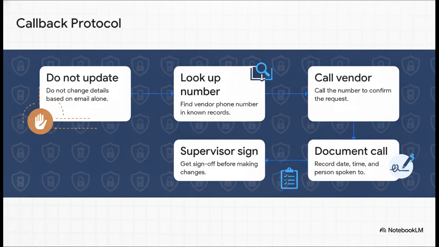The rock-solid, non-negotiable shield against BEC is the callback verification protocol you see here. If you ever get a request to change payment instructions or send an urgent wire, here is what you do. Step 1. Do not update anything based on the email. Just don't do it. Step 2. Look up the vendor's phone number from your internal historical records. Never, ever use the phone number listed in that suspicious email. Step 3. Call them to confirm. Step 4. Document the date, the time, and exactly who you spoke to. And finally, Step 5. Get a supervisor sign-off before making the actual change. Seriously, one simple phone call stops the vast majority of these $100,000 losses dead in their tracks.